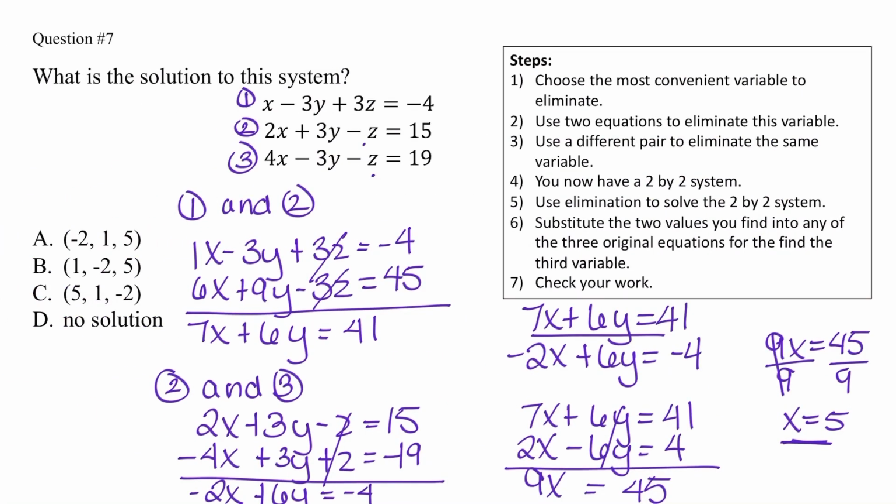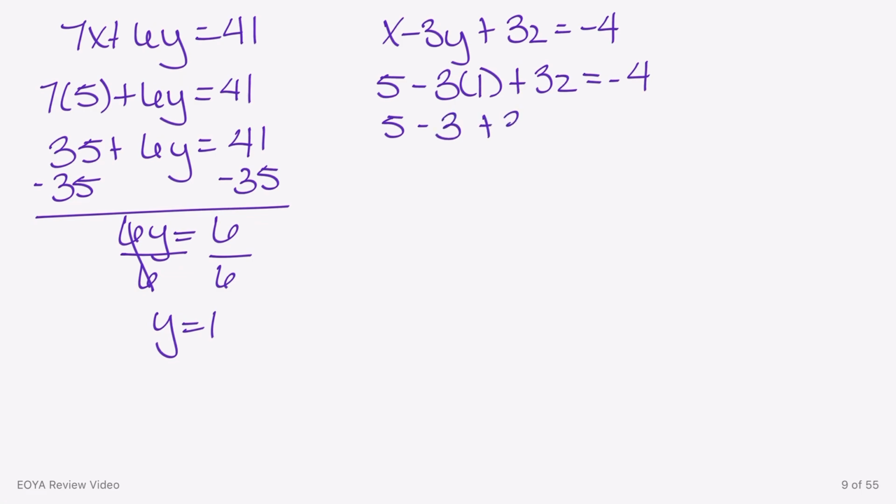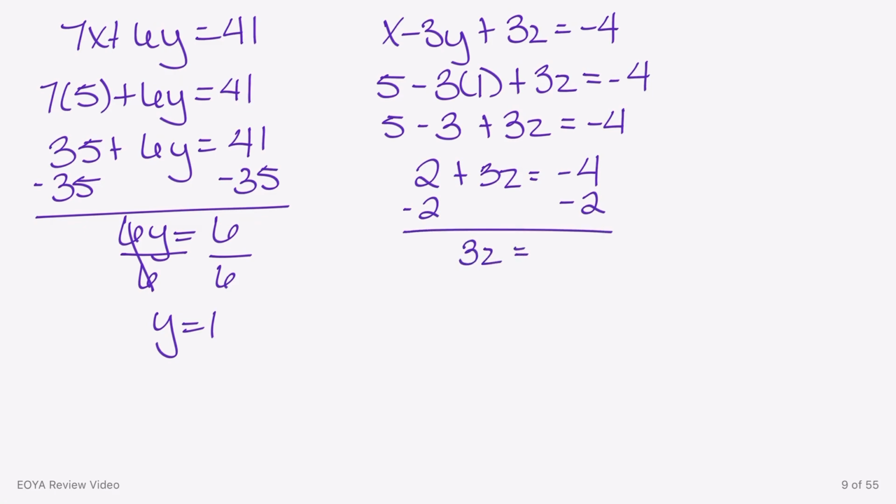So now I'm going to go back to my original equations and pick just one of them. I'm going to pick equation 1. So I have x minus 3y plus 3z equals negative 4. So that x is going to be 5 minus 3y, minus 3 times 1, plus 3z equals negative 4. So I have 5 minus 3 plus 3z equals negative 4. 5 minus 3 is 2. 2 plus 3z equals negative 4. Now I subtract 2 from both sides, and I get 3z equals negative 6. And then divide both sides by 3, which gives me z equals negative 2.